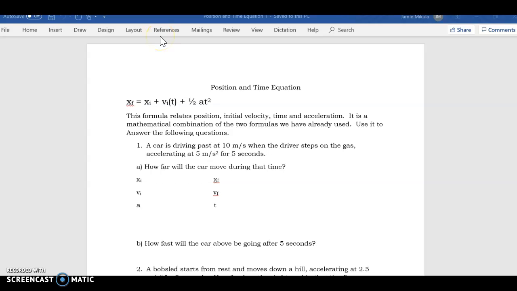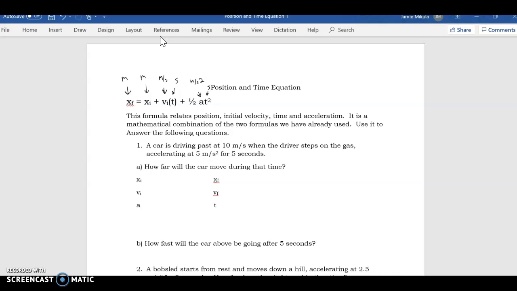Okay, I'm going to work these position time equation questions that he posted. Here's your formula, xf equals xi plus vit plus 1/2 at squared. Just know that this is the final position, that's going to be meters. This is the initial position, meters. This is the initial velocity, meters per second. This is time, seconds. This is acceleration, meters per second squared, and time, seconds.